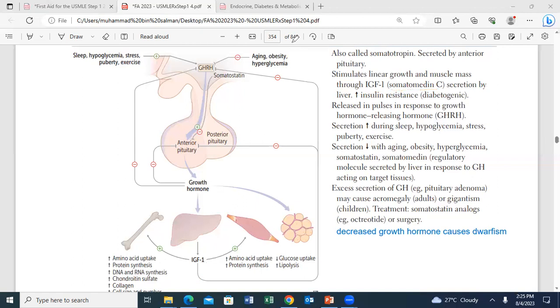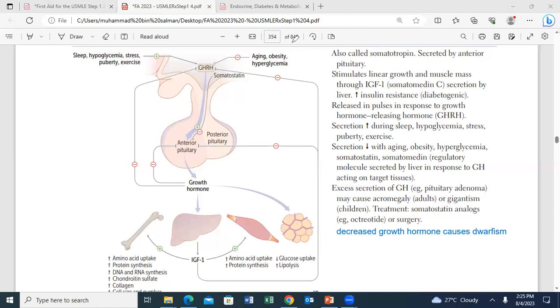Another point about growth hormone is that it increases insulin resistance. So as insulin tries to decrease glucose, growth hormone increases glucose. Kids have to grow and kids like sweet. So growth hormone increases the sweet of your blood, right? It's just to make it easy for you to memorize: growth hormone causes insulin resistance.